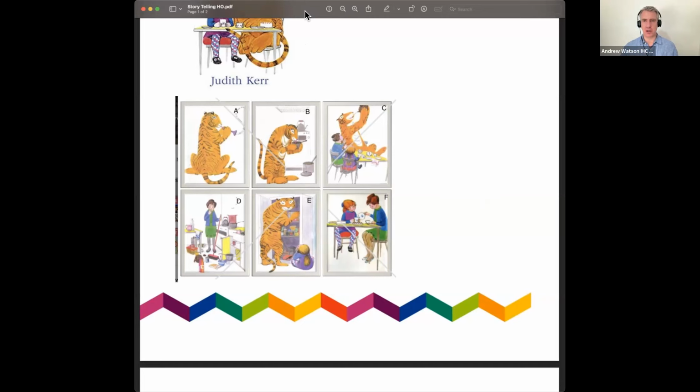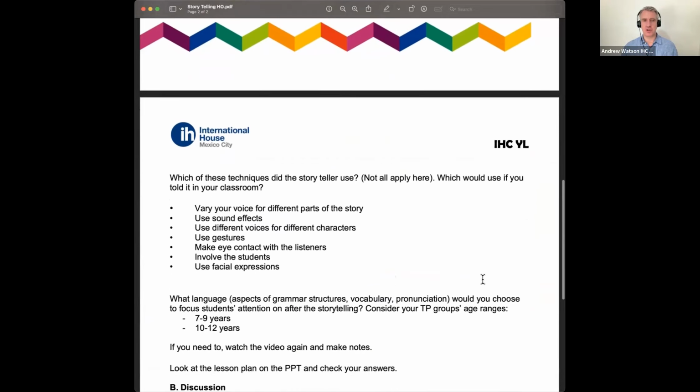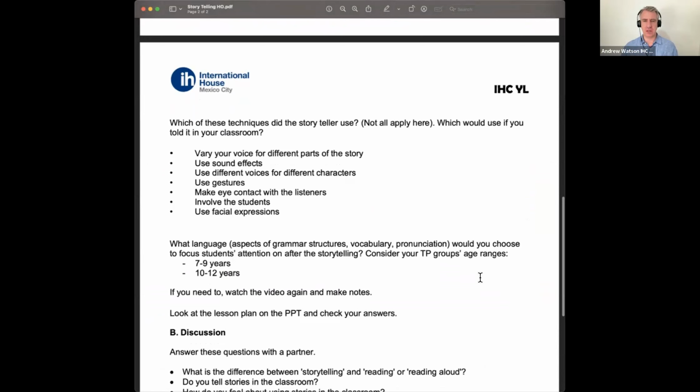Now, as you were watching, can you remember which of these techniques the storyteller used? Not all of them apply in this story because it was a video story rather than a face-to-face story. Which do you think he used? Some of them don't apply.